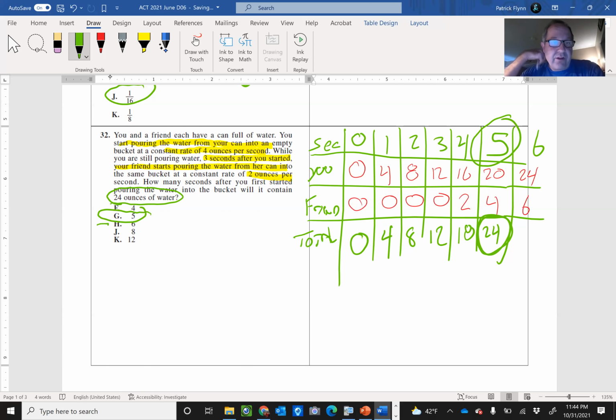I know there's algebraic ways to do this too, but the goal is you want to try to get it as quick as you can. And sometimes with these double rates, a table is the quickest way.